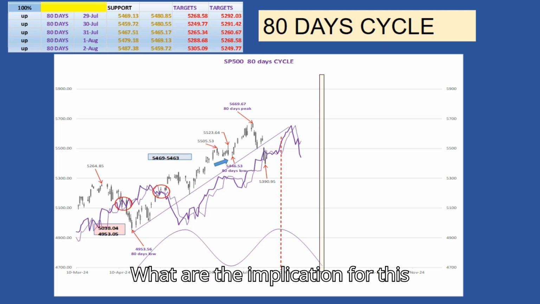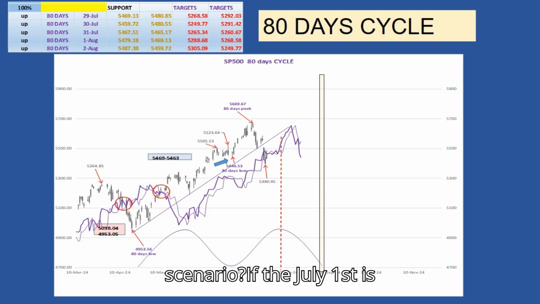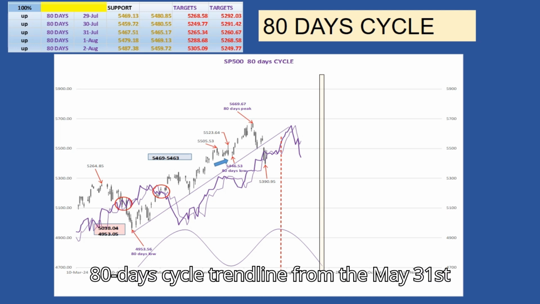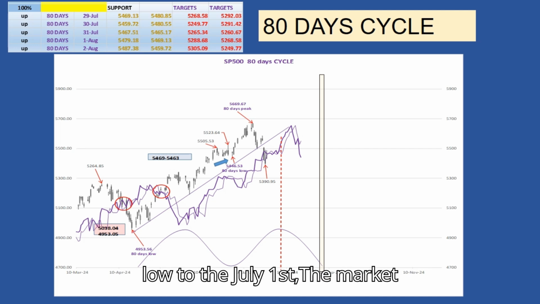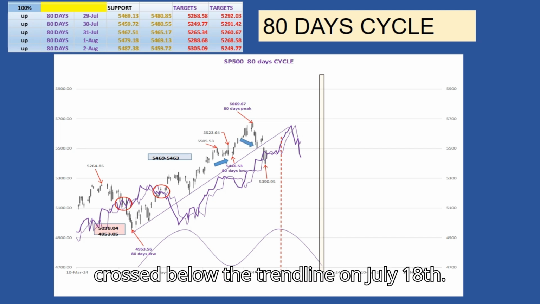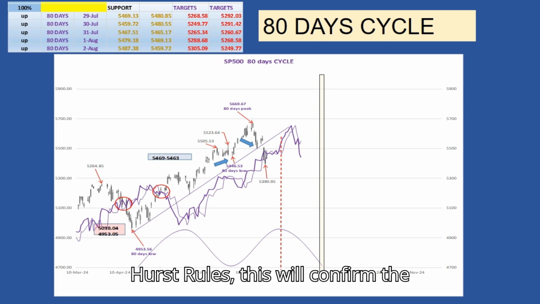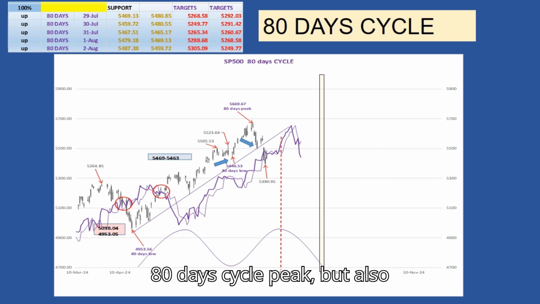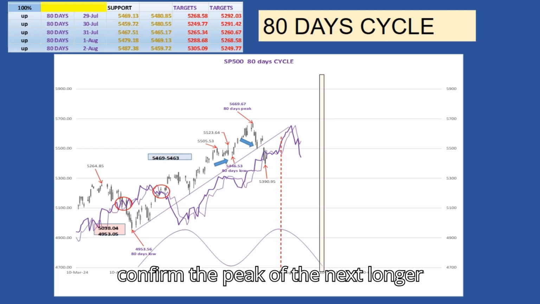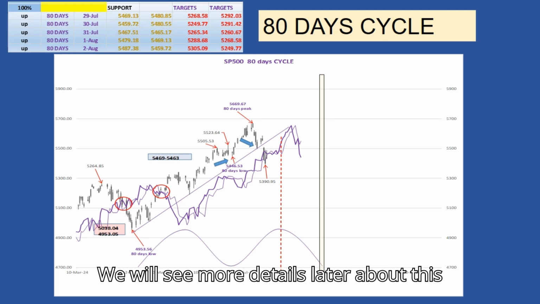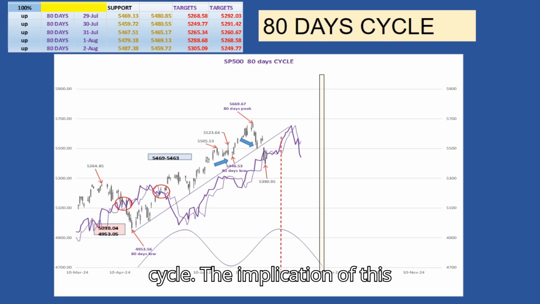What are the implications for this scenario? If July 1st is the 80-day cycle low, and we draw the 80-day cycle trend line from the May 31st low to July 1st, the market crossed below the trend line on July 18th. If that is correct, according to the Hurst rules, this will confirm the 80-day cycle peak, but also confirm the peak of the next longer cycle, which is the 20-week. We will see more details later about this cycle.